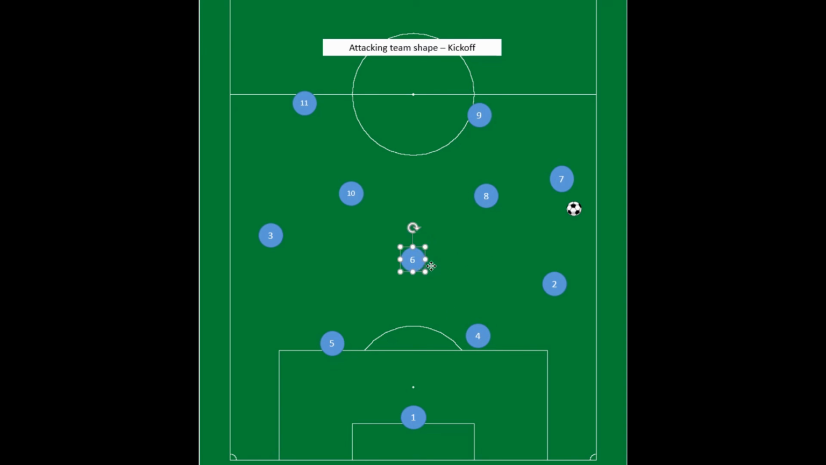Positioned here for support. So lots of structure here. We have a lot of support in this area here. We can easily create an overload if we lose the ball. So we'll talk about defensive structure in a little bit. So this is attacking team shape at the kickoff or when we play out of the back.